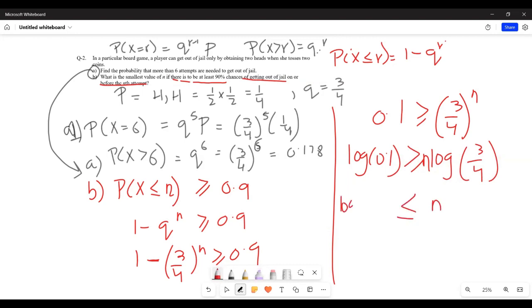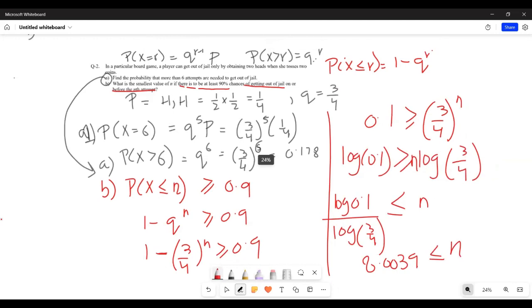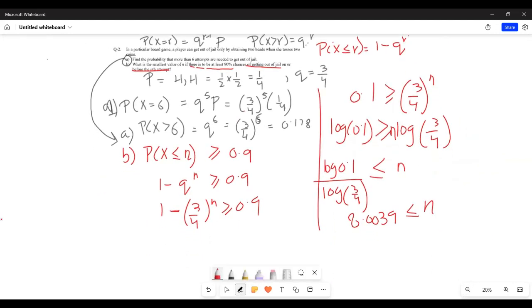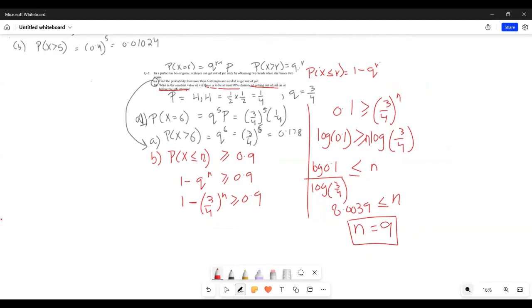It's going to be log 0.1 upon log 3 by 4, which comes out to be 8.0039 less than equals to n, or n is greater than equals to 8.0039. That means n is equals to 9. It has to be an integer value because n is an attempt, it can't be 8.0039.